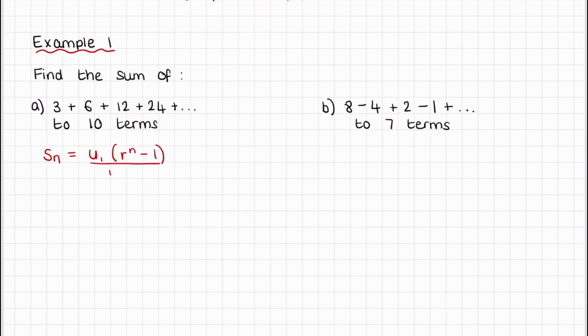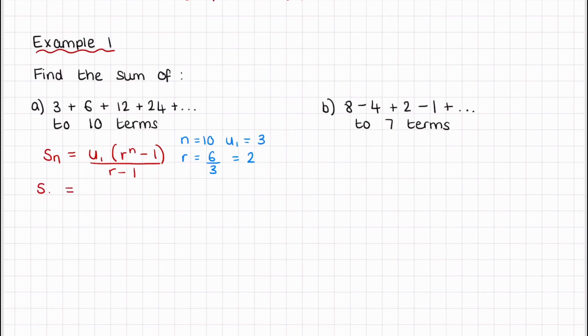Now let's make sure we have all our information. We want 10 terms, so n equals 10. u1, our first term, equals 3. Now our r, we need to work out our ratio. Remember, you can do the second term divided by the first term, or the third term divided by the second term, your choice, which equals 2. And we can just sub our information in.